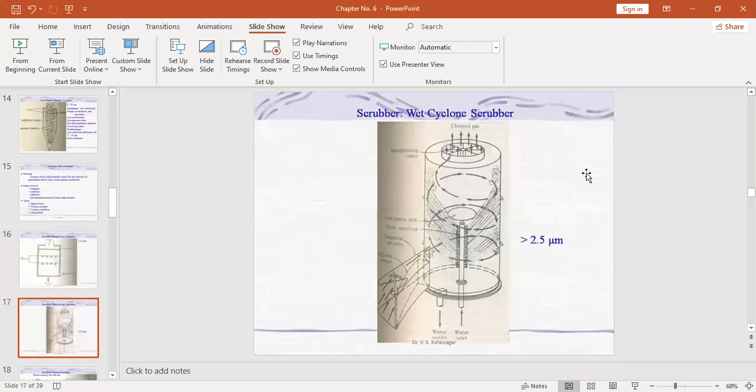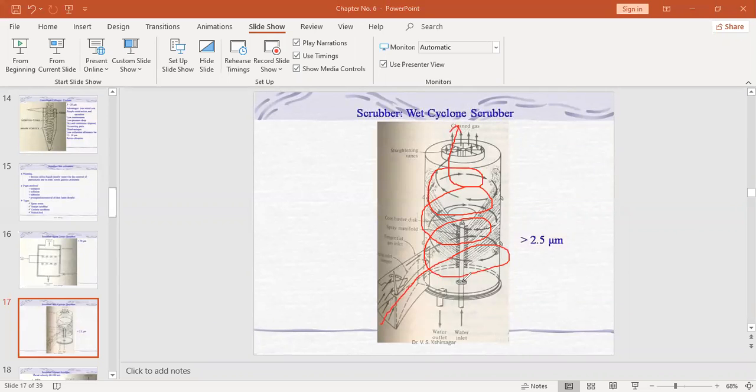It is a wet scrubber, and its function is on the principle of cyclone separator. So that's why its name is the wet cyclone scrubber. So the arrangement for the inlet gas is made at the bottom. You can see here the arrangement of inlet gas is made here. So this will help to create the vortex in upward direction, and the clean gas will go out.